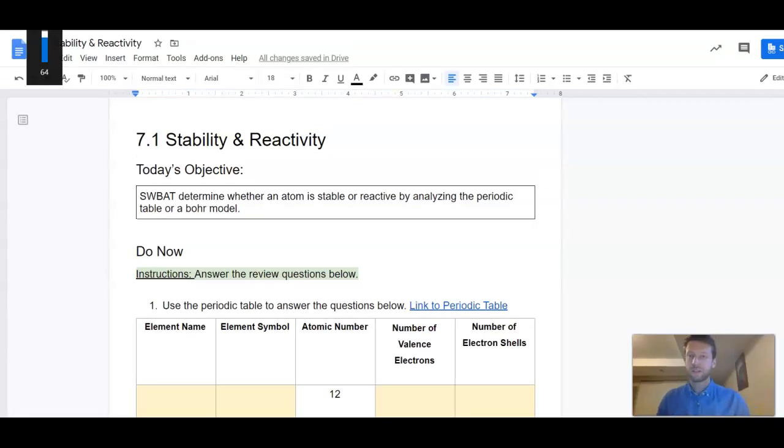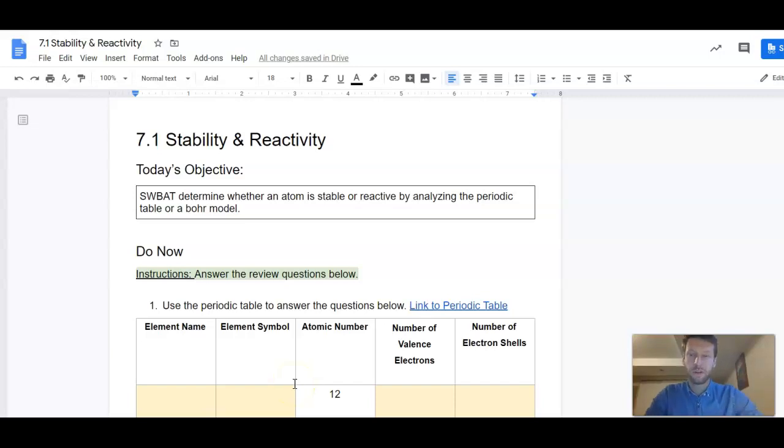Good morning, 8th grade science students, and welcome back to week 7 and module 7.1, Stability and Reactivity. This week, I wanted to take all of the information we've learned so far and start to synthesize it with some very important concepts. So today, we're going to learn about atoms and their stability or reactivity, and tomorrow, we're going to learn how they actually form compounds, which we learned way back in week 2.